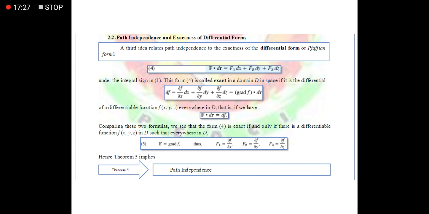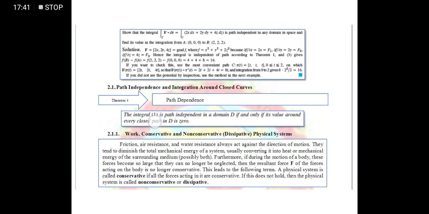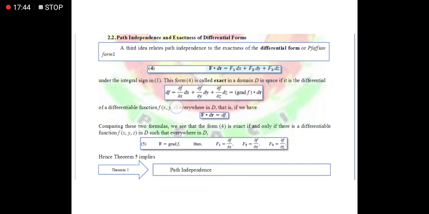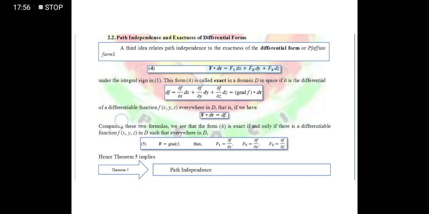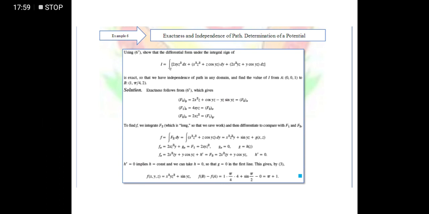That means if our function is path independent, it is exact, and it will satisfy this equation. So we have here theorem 5 and theorem 6. Please read them. Example number 6 talks about the differential form of this function.